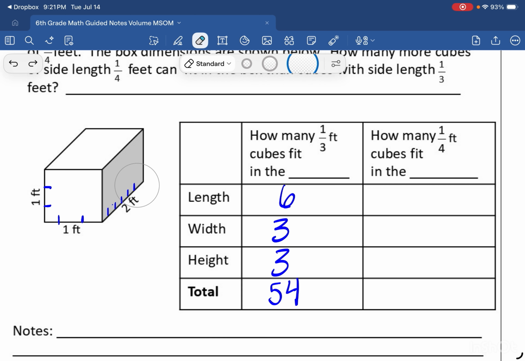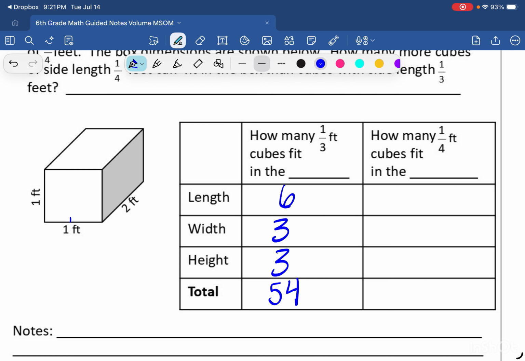Okay, now let's erase this and do it for a 1/4 foot. So for a 1/4 foot, there would be 4 going across here and 4 with the depth. And with the 2 feet long, since there's 4 in 1, that would mean there'd be 8 here on the bottom. So 8 times 4 is 32, times 4 is 128. There would be 128 cubes if the cubes had 1/4 foot side dimensions.